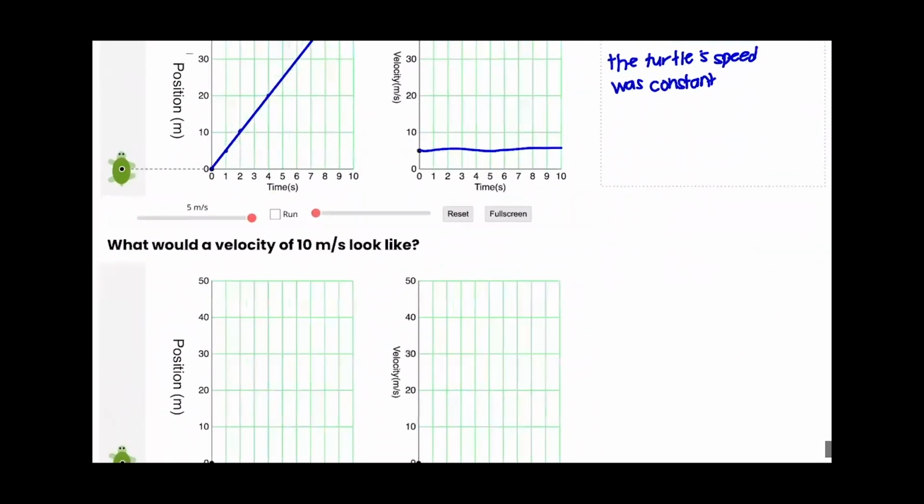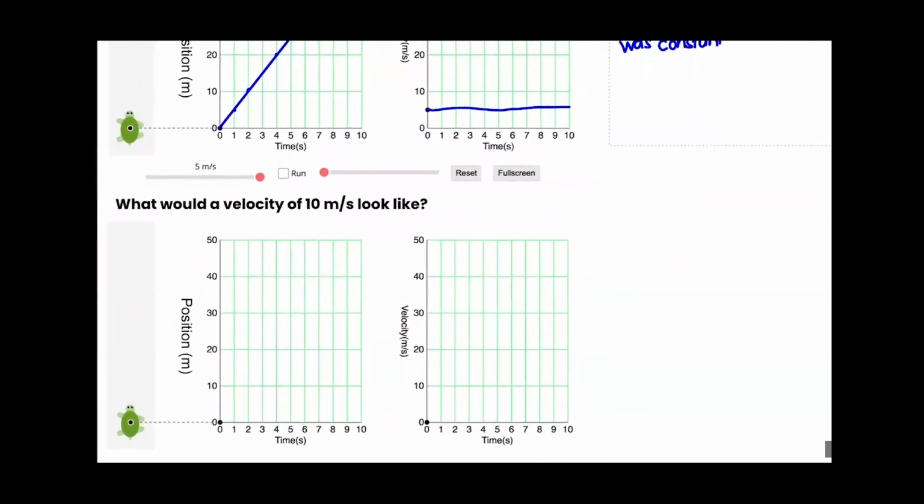All right. And then for 10 meters per second, we know that after 1 second, the turtle will be at 10, then after 2 seconds, it'll be at 20, 30, 40. So for every 1 second, the turtle is going to move 10 meters. And so we'll just draw our straight line through, and then we'll know that our velocity here will also be at 10 meters per second.